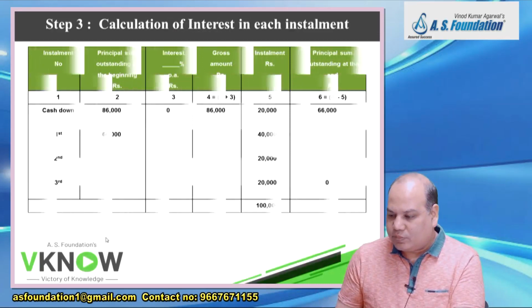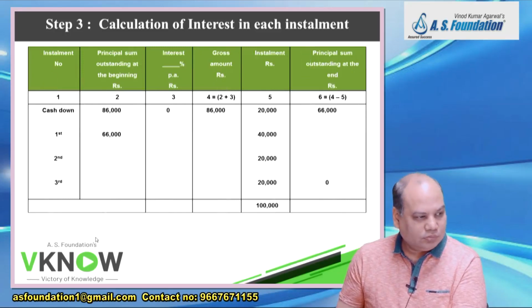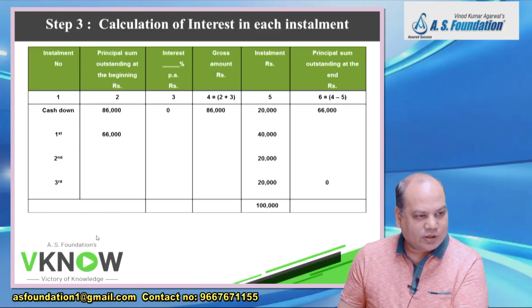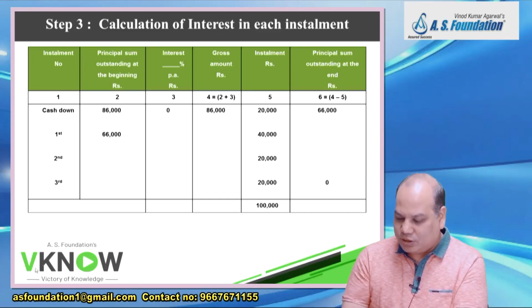So now write down step number 3. Calculation of interest included in each installment. Do we know the cash price? Yes. Format number 1. Copy the first format once again. Be little active. Installment number. Principal sum outstanding at the beginning.